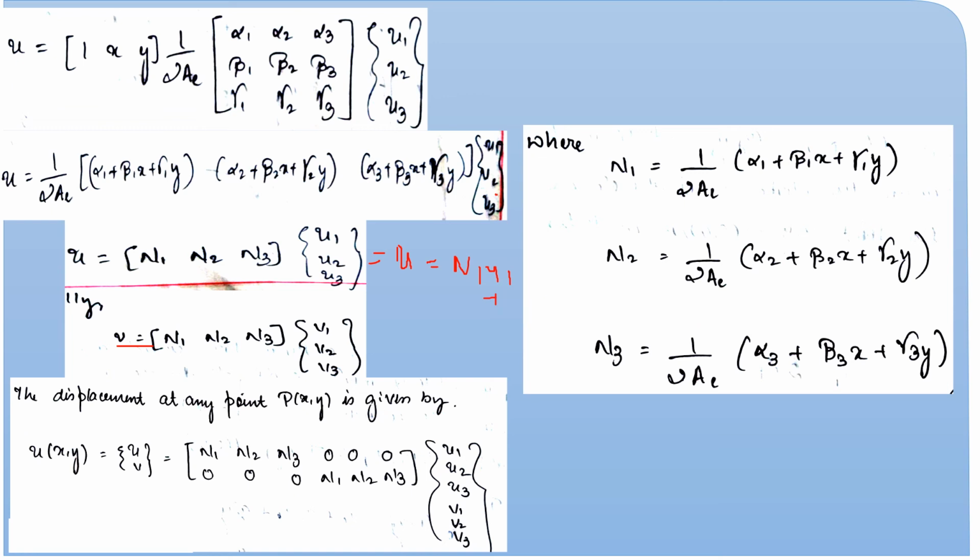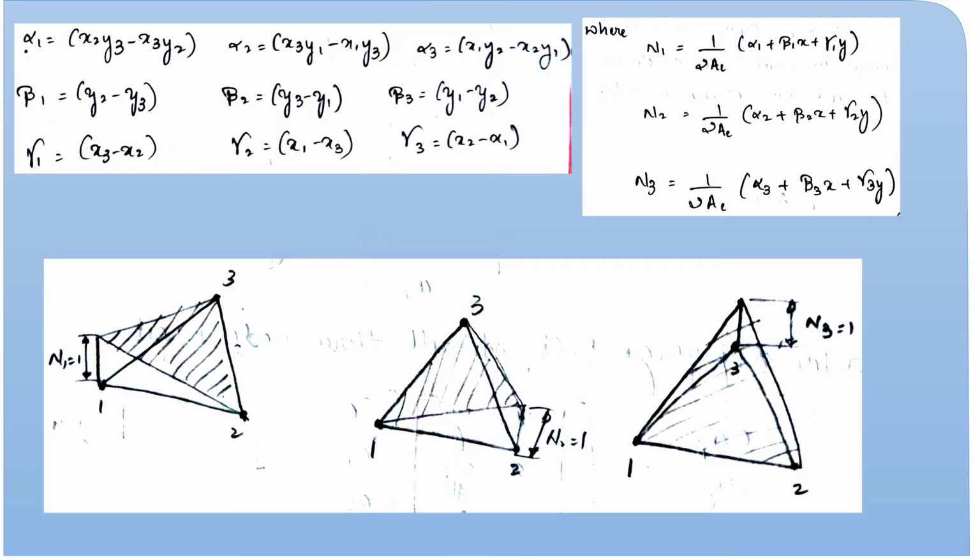Now after this, we will see the variation of the shape functions N1, N2, and N3 with respect to the element. So with respect to the element, what is the variation of shape functions? These are your nodes 1, 2, and 3, and this is the variation of the shape function for node 1, this is for N2, and this is for N3.